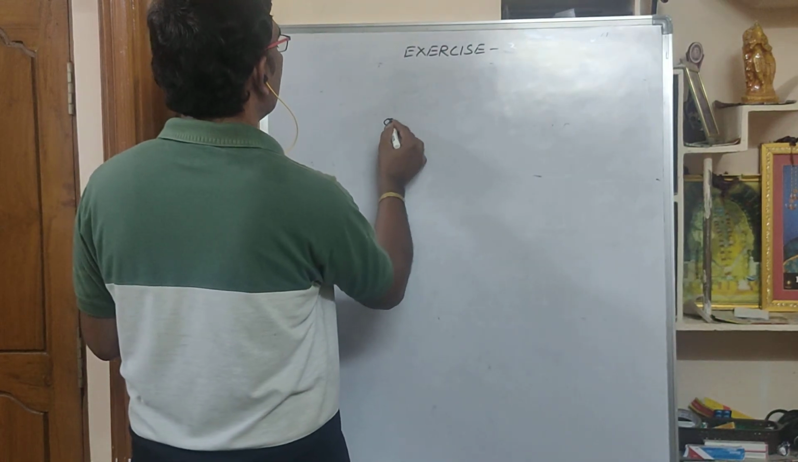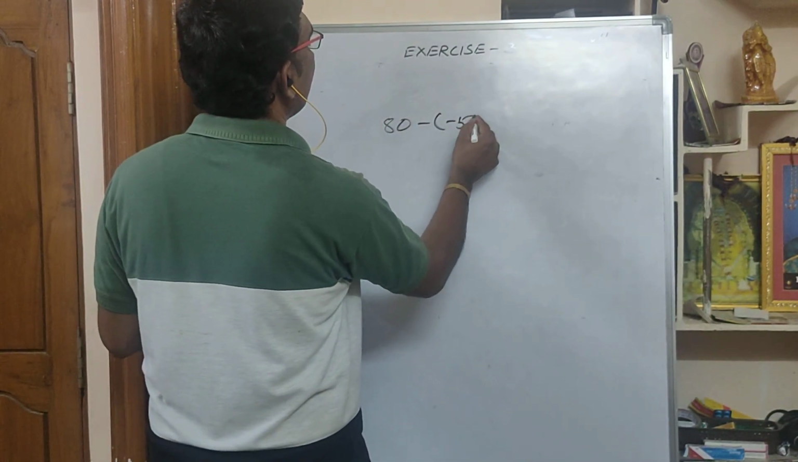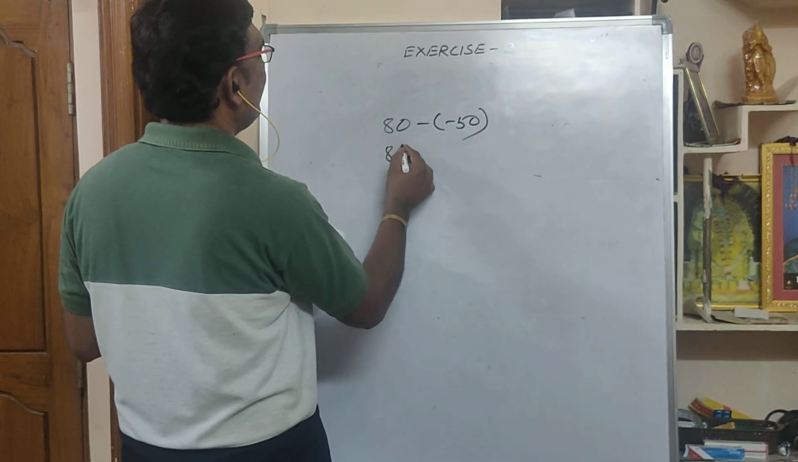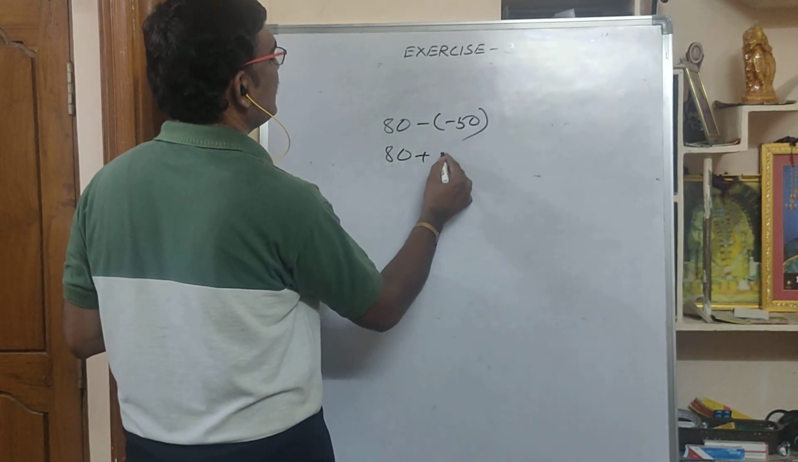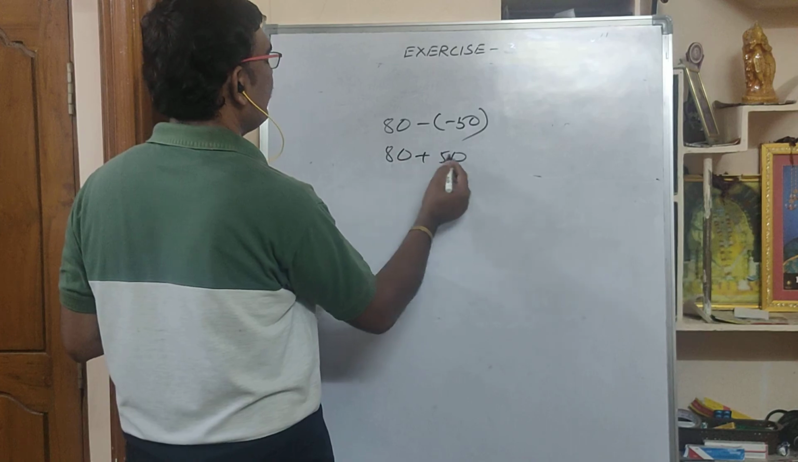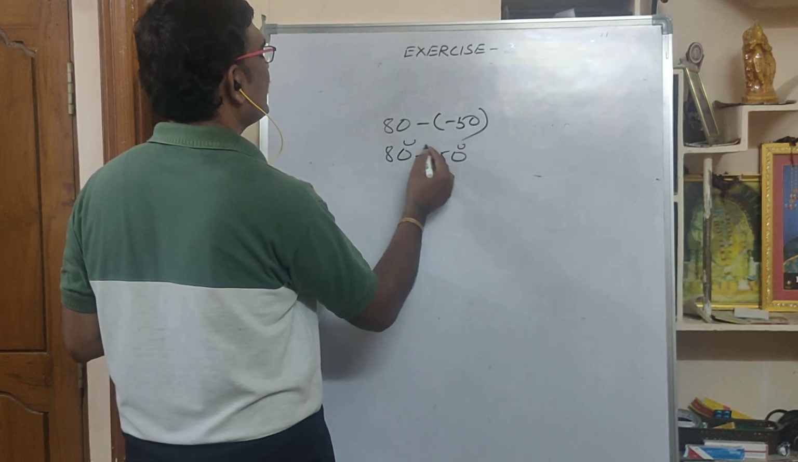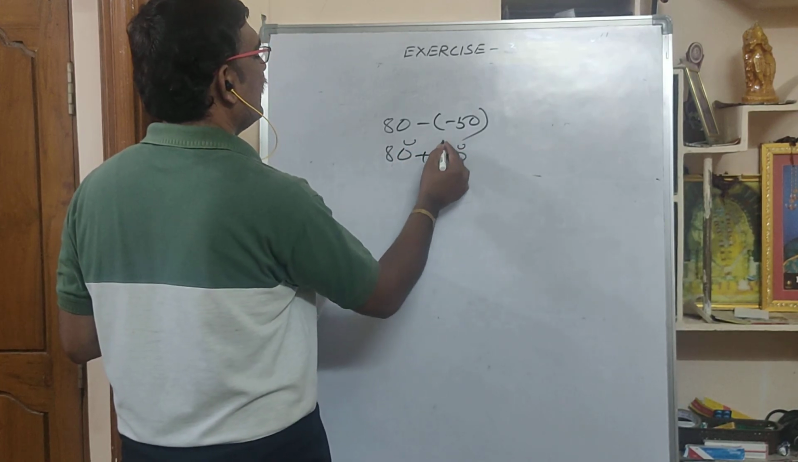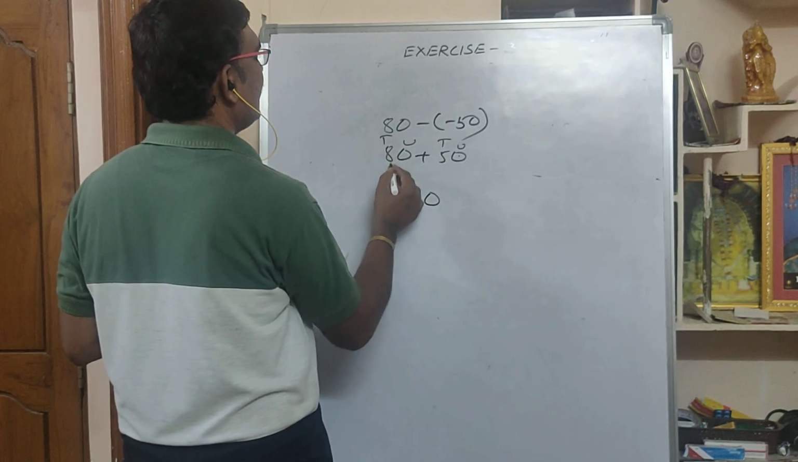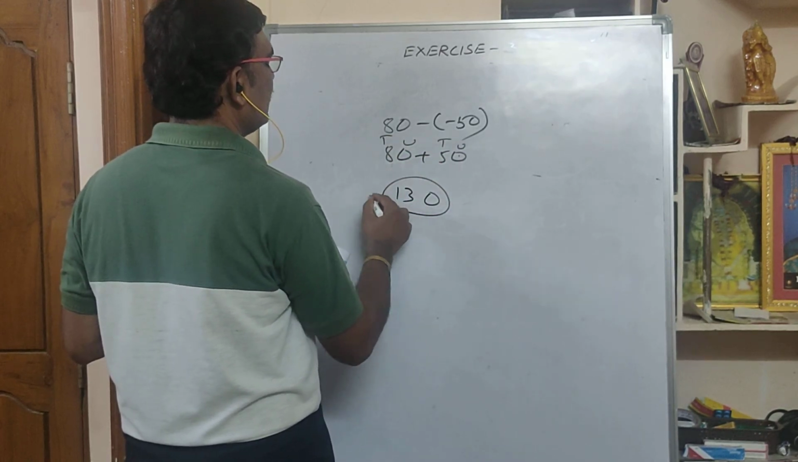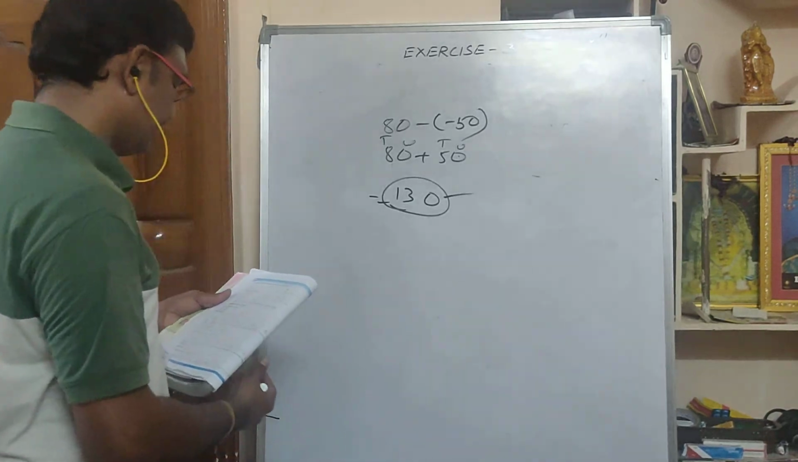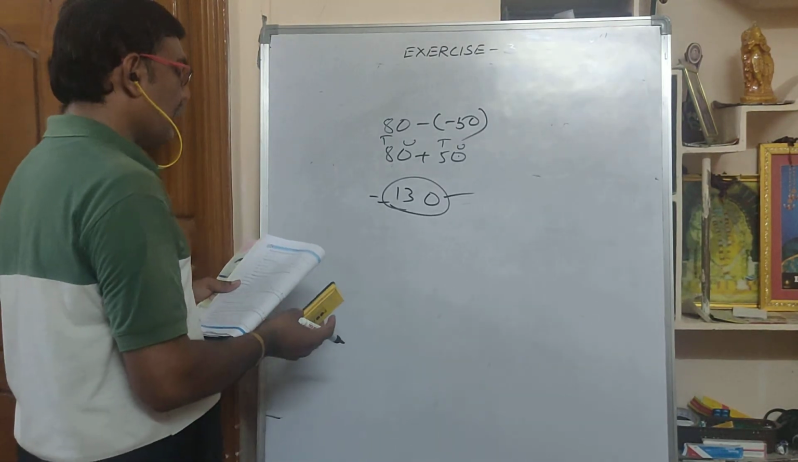80 minus of minus 50. Again, 80 minus of minus 50 is plus 50. 80 plus 50. Units places: first add 0 plus 0 is 0. Tens places: 5 plus 8 is 13. The answer is 130. Now the remaining you can do like this.